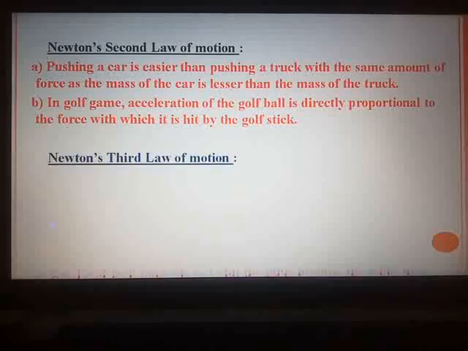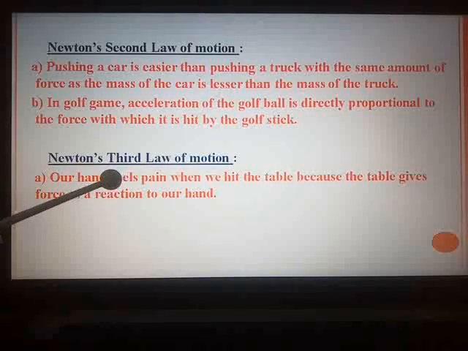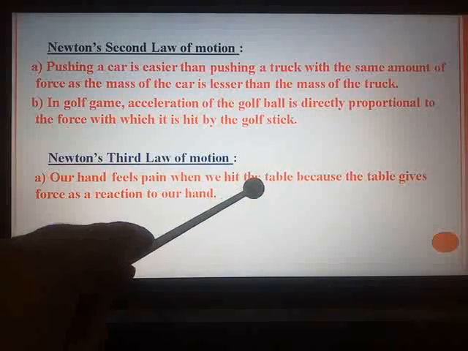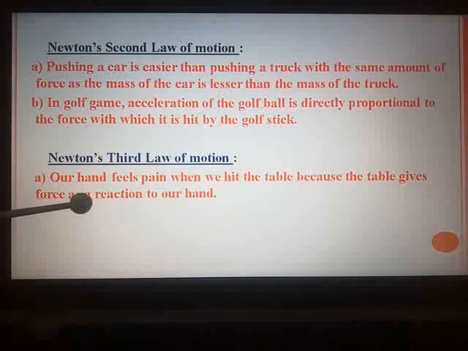Third law of motion: our hand feels pain when we hit the table because the table gives force as a reaction to our hand. What is Newton's third law? To every action there is an equal, opposite and instantaneous reaction. So if you are going to hit the table with your hand, it will surely not be spared. It will also experience some pain which is given by the table as a reaction to your hand.